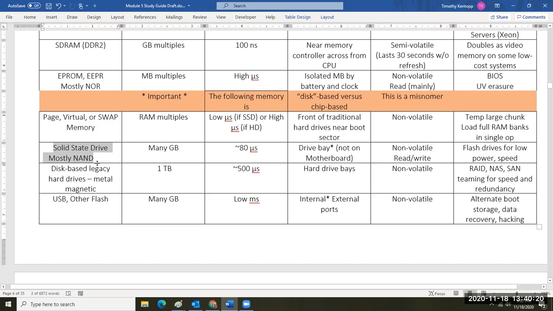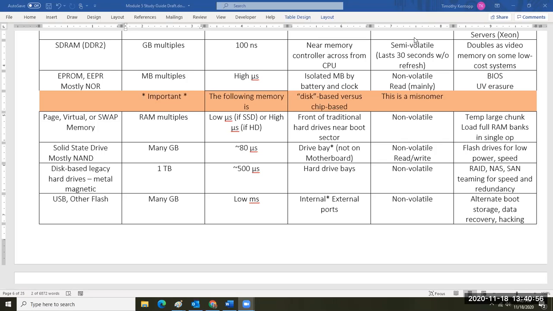You have to get to it across the South Bridge bus, the South Bridge, right? On an I/O bus. It's 80 microseconds. And then if you have a regular hard disk, that's 500 microseconds. So there's a huge performance increase. But you have still more storage by doing this, right? So that's real helpful.